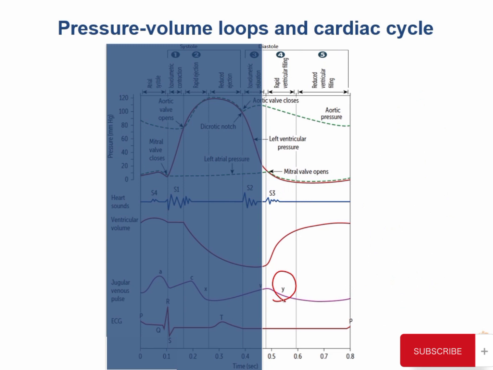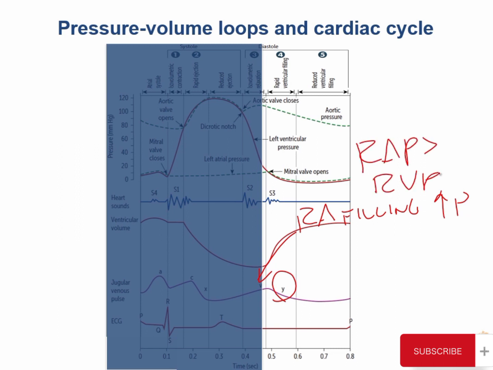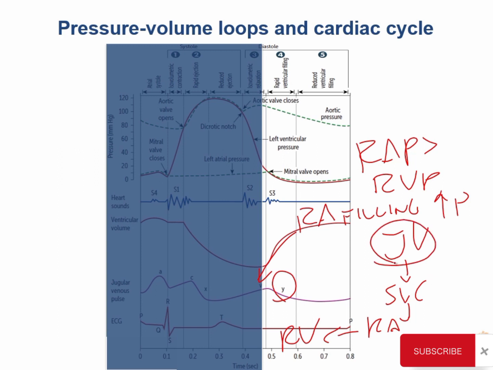Well, we just said that the V wave was right atrial filling and increase in pressure. So as the pressure in the right atrium increases due to more blood volume, we reach a point when the right atrial pressure is greater than the right ventricular pressure. This will cause the tricuspid valve to open. So blood is now going to be draining from the jugular veins into the superior vena cava, into the right atrium, into the right ventricle. So this flow of blood out of the jugular veins is the Y descent because now there's less blood to create that pressure tracing. Both atrioventricular valves are wide open during this rapid ventricular filling period.